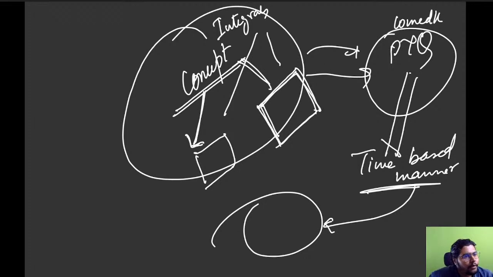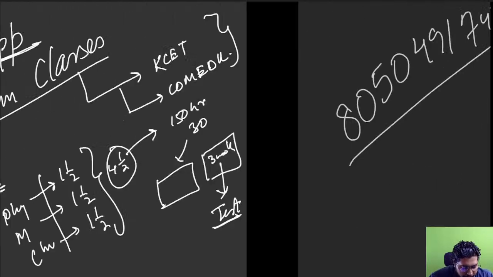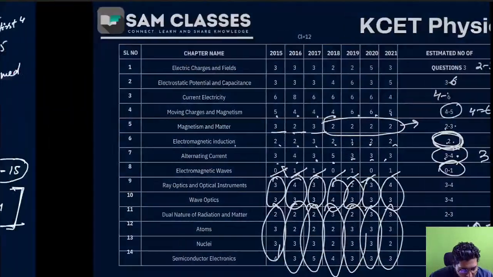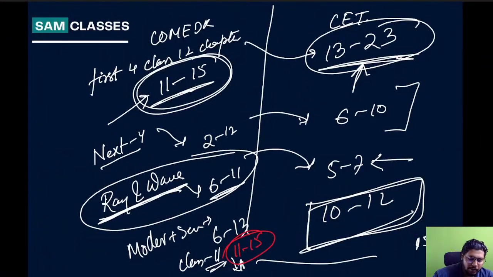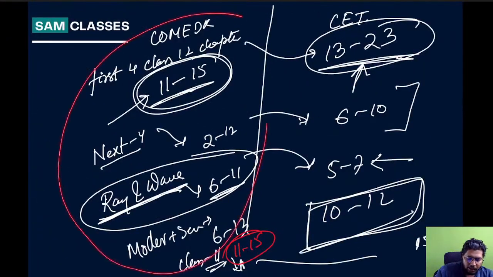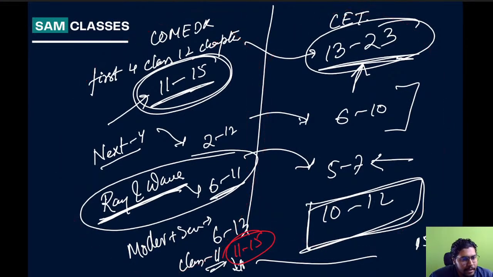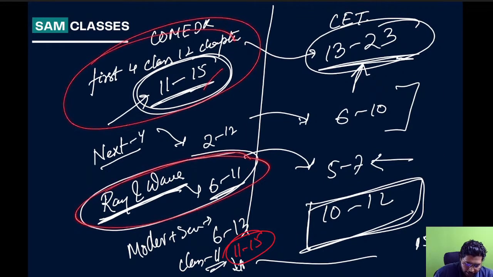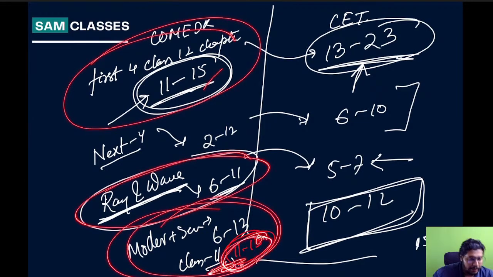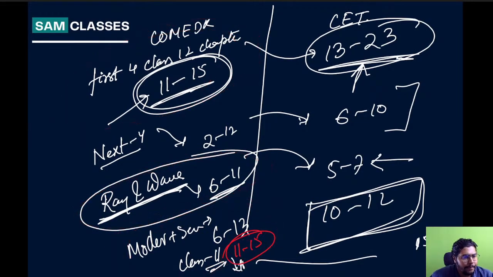Plus you need to analyze what your weak topics and strong topics are. Today we gave the analysis of which chapters are very important for physics, for the COMEDK part and for the KCET part. For COMEDK, I gave which chapters. So do focus on these important chapters. Ray and wave optics are very important. The first 4 chapters are very important. Modern physics is very important. The 11th topics are also okayish. So that way you have to prepare.